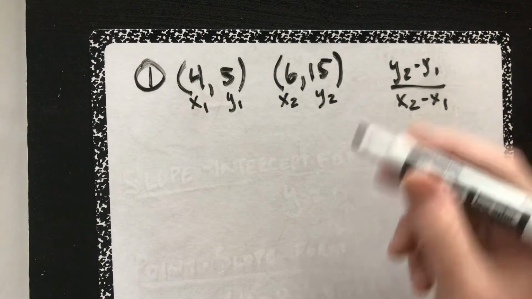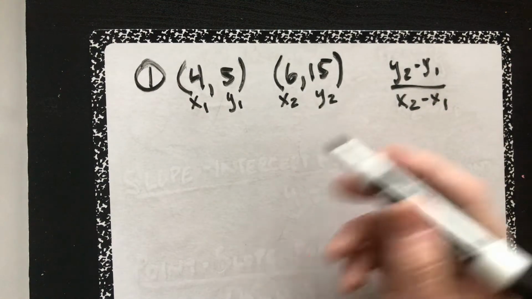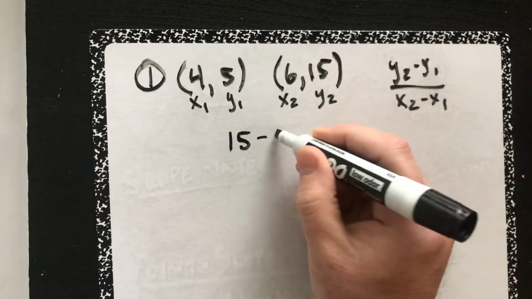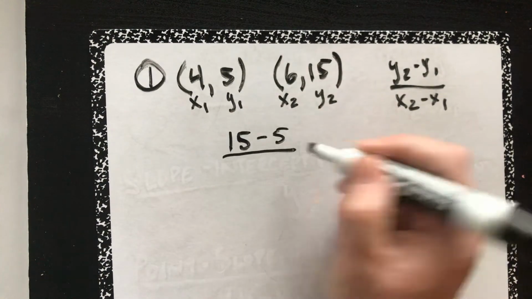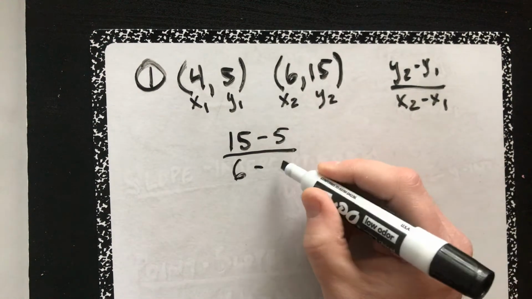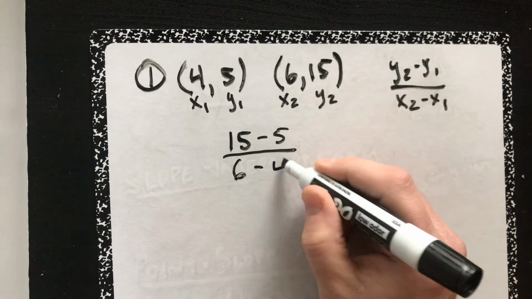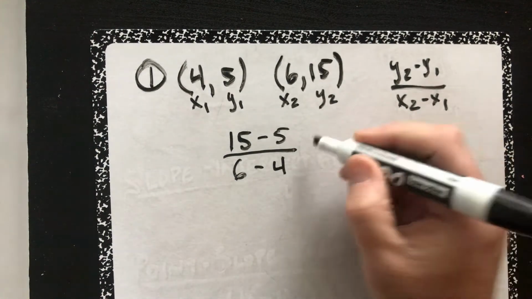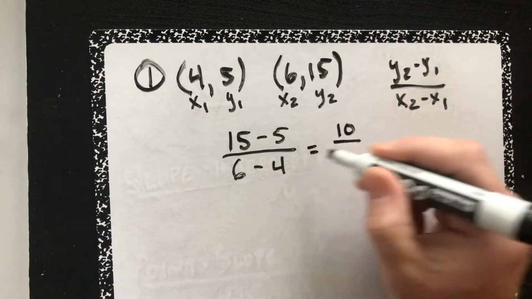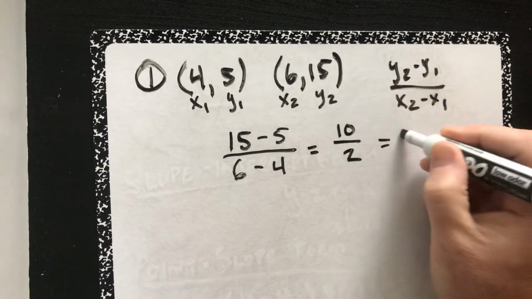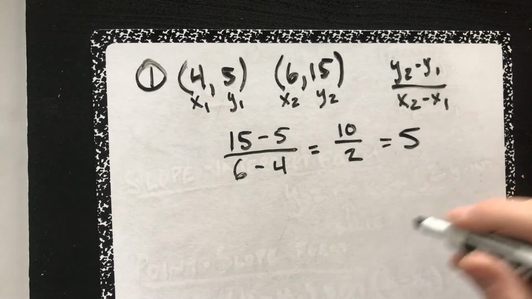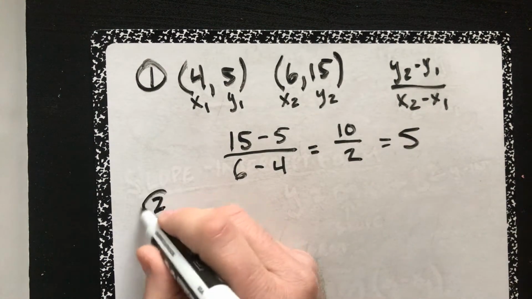So let's just plug the numbers into our equation. Y sub 2 minus y sub 1, that would be 15 minus 5. And then x sub 2 minus x sub 1 would be 6 minus 4. So we have 15 minus 5, which is 10, 6 minus 4, which is 2. Our slope is 5.